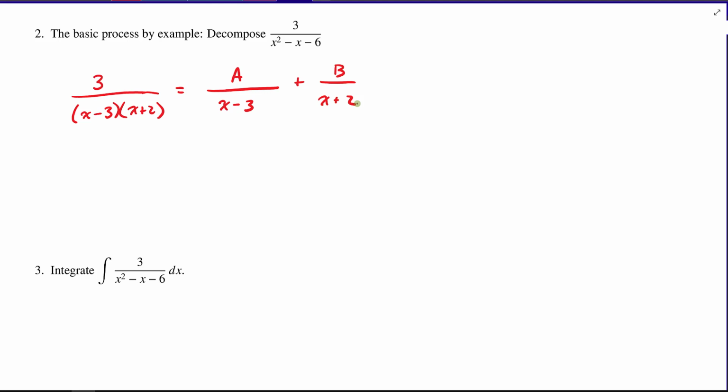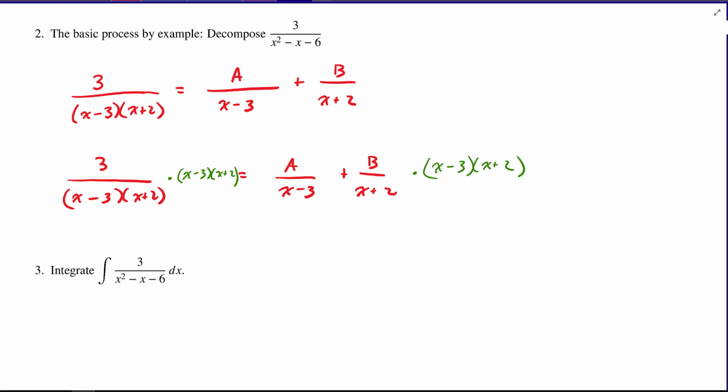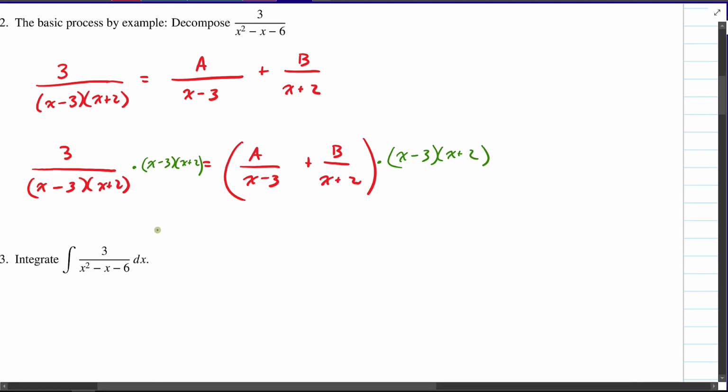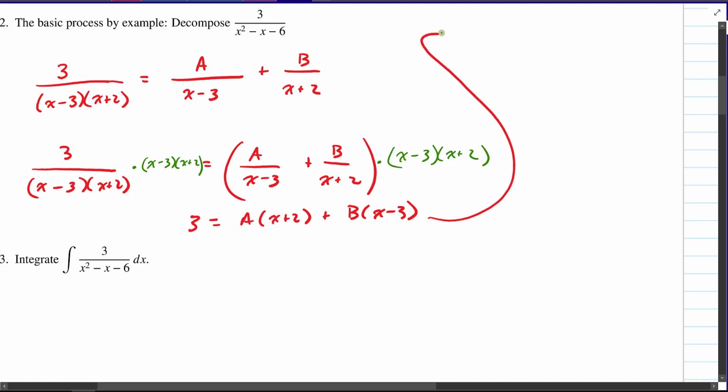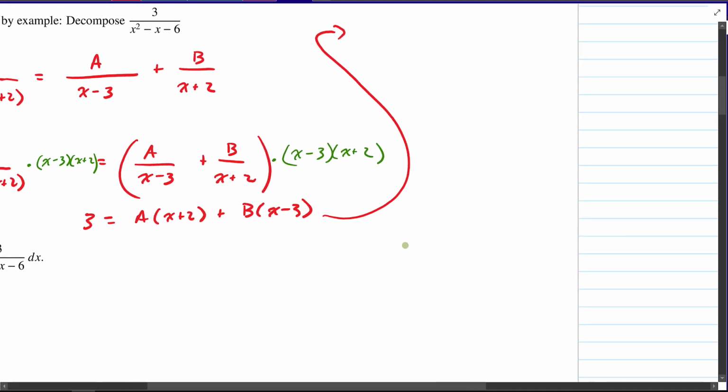So the trick that we're going to do is we're going to take this expression, and on each side of it, I'm going to multiply it by the least common denominator. So let me do that. So when I do that, I'm just left with, on the left-hand side, 3. And on the right-hand side, after I clean things up, I've got A times x plus 2 and B times x minus 3. So now what we're going to do is we're going to eventually make a positioning argument. And actually, this same positioning argument shows up in differential equations many different times. So it's a good one to review anyway.